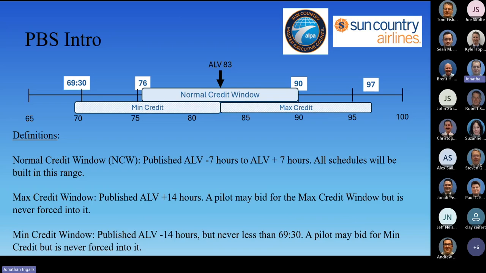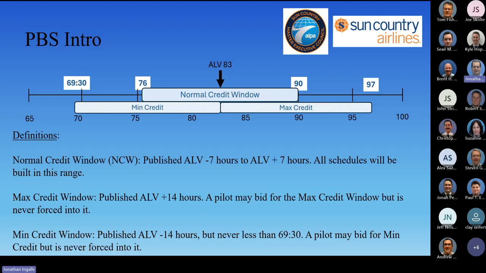If we assume that this month we're publishing an average line value of 83 hours, every pilot's schedule will be plus or minus 7 hours from the published ALV. So an ALV of 83 hours means every pilot's schedule will be between 76 and 90, plus or minus 7. Unless, if your seniority can hold it, you decide that you'd like to be in what's called either the maximum or the minimum credit window. You'd either like to work a whole lot more or a whole lot less. If you bid to enter into the maximum credit window, then your schedule can be anywhere from the ALV plus 14 hours.